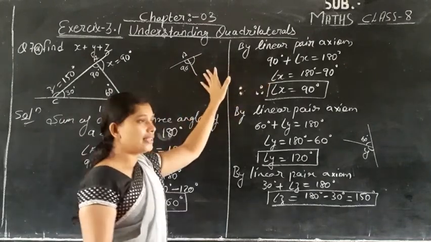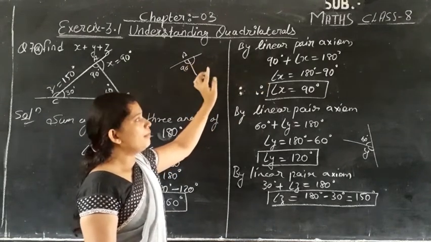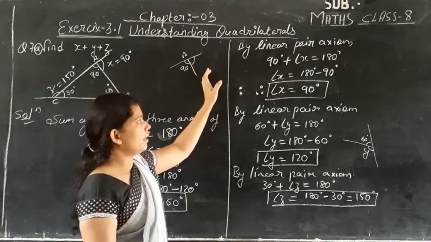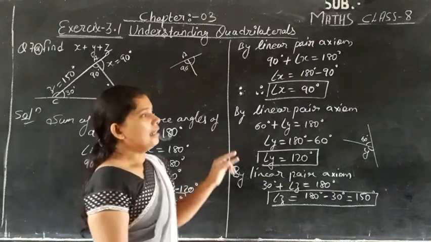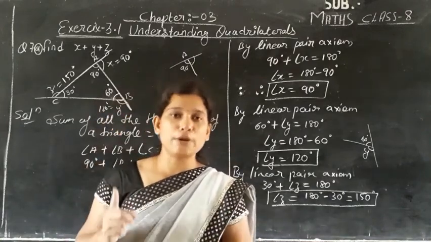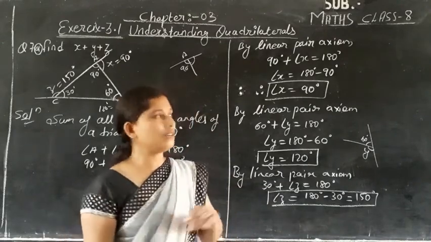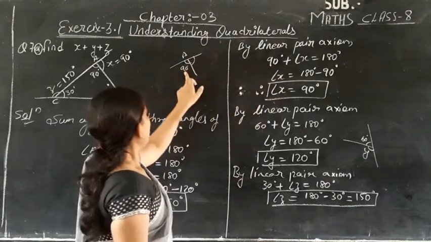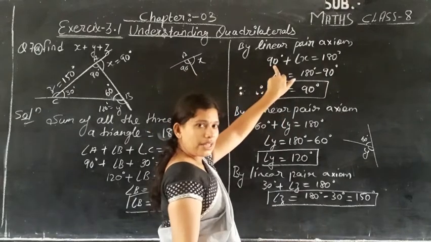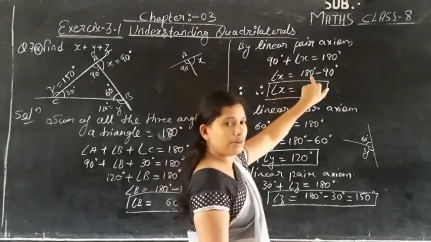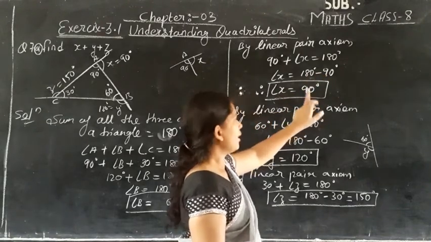And what is the linear pair axiom? That is, the sum of all the angles made on a straight line will be equal to 180 degrees. That is called the linear pair axiom. Again I am explaining: when an angle is made with the help of a perpendicular line on a straight line, the sum of those angles will be equal to 180 degrees. That's why 90 plus x will be equal to 180 degrees. Then we transpose 90, and angle x is equal to 180 degrees minus 90 degrees. Therefore angle x is equal to 90 degrees.